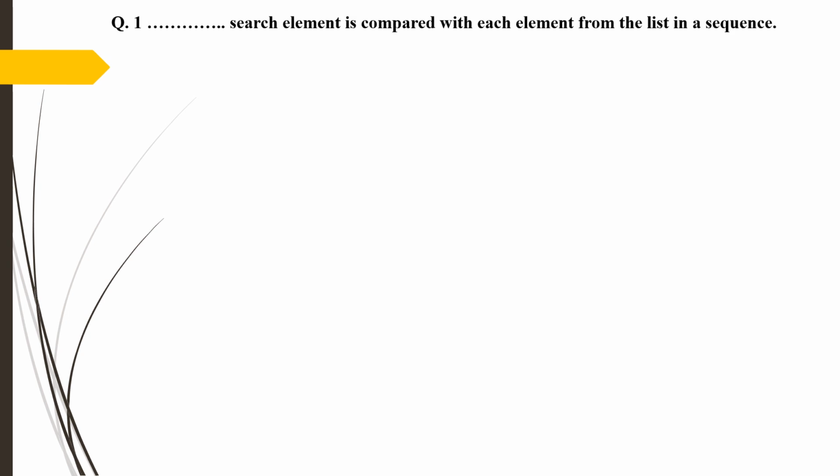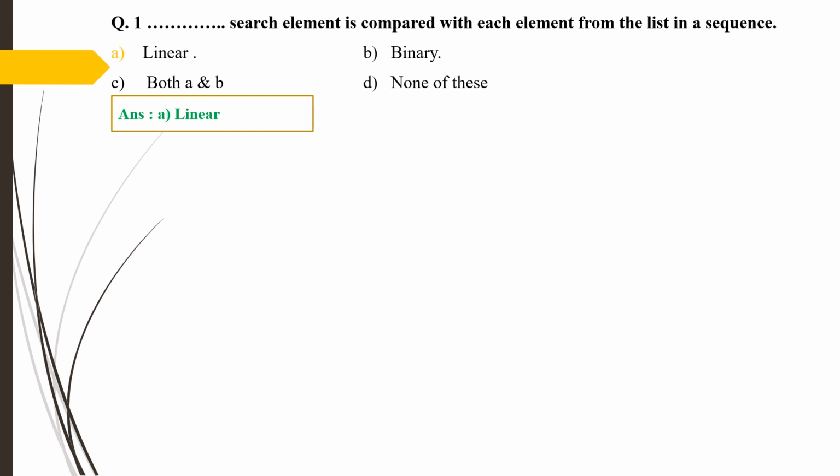Next we have some MCQs. First question is: dash dash, search element is compared with each element from the list in a sequence. Options are linear search, binary search, third option both A and B, and last option none of these. So the answer of this question is linear search. In linear search, the element is compared with each element from the list in sequence.